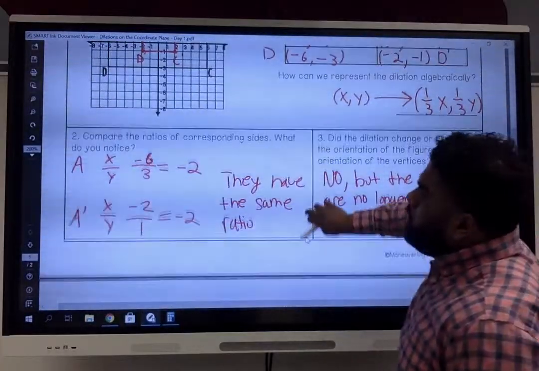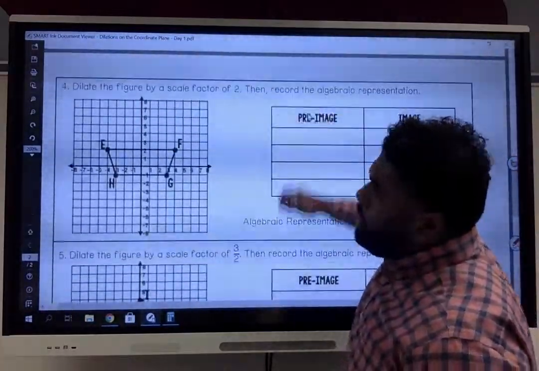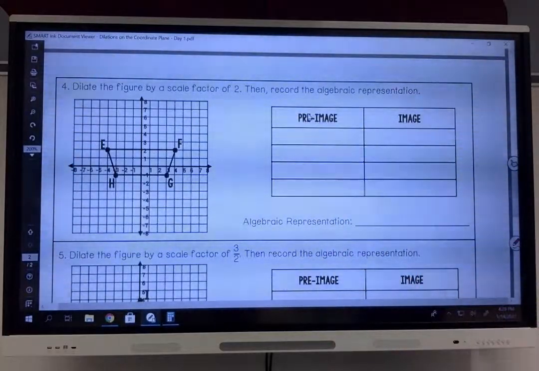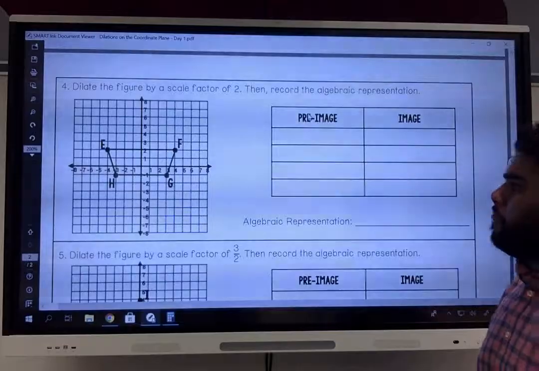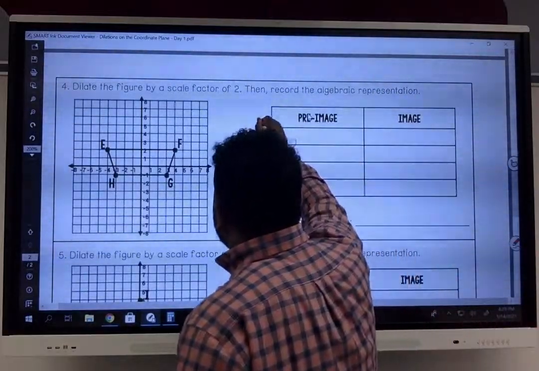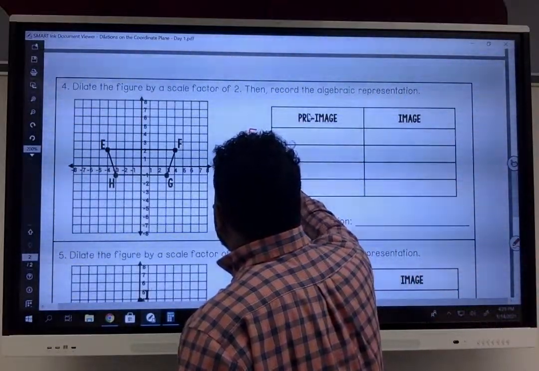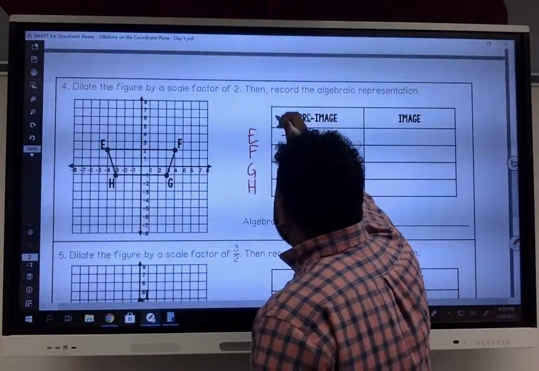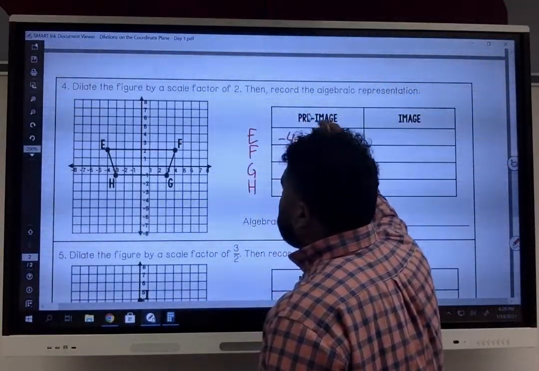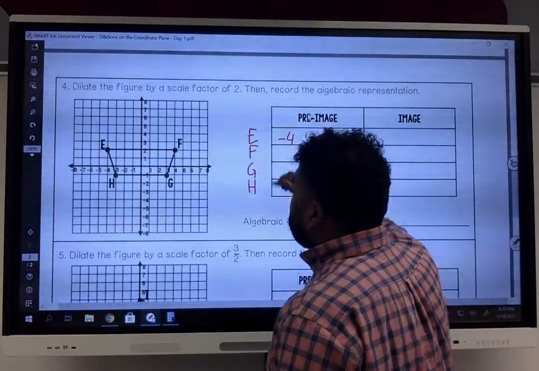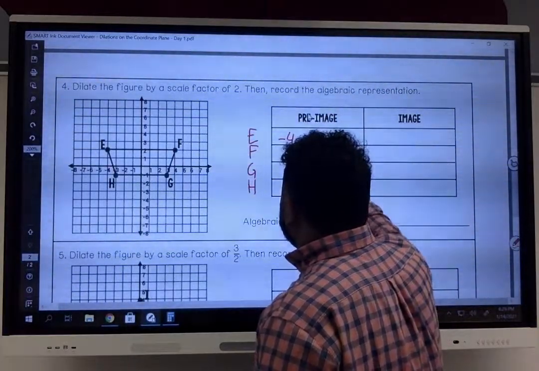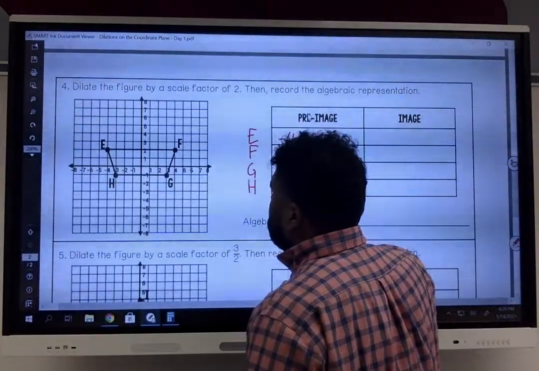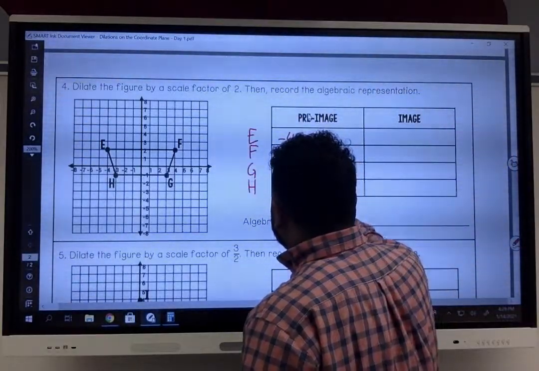All right. So I want y'all to pause the video right here, and I want y'all to try question 4 for yourself. Okay, but I'm gonna go ahead and write these answers then. Okay. So we got E, F, G, and H. E is at negative 4, comma 2. F is at 4, 2. G is at 3 and negative 1, and H is at negative 3.